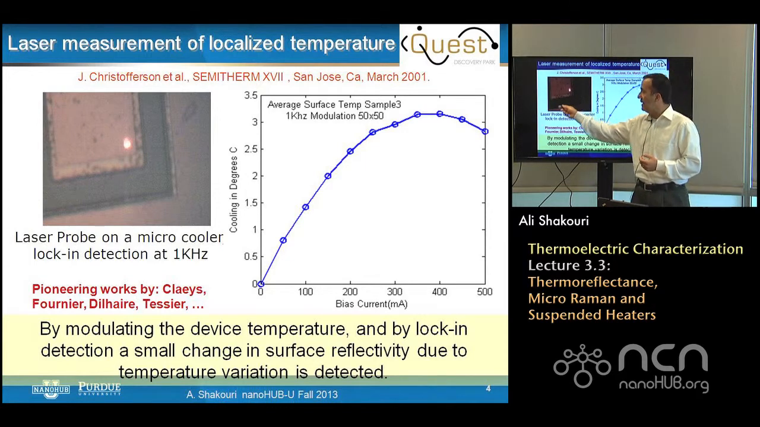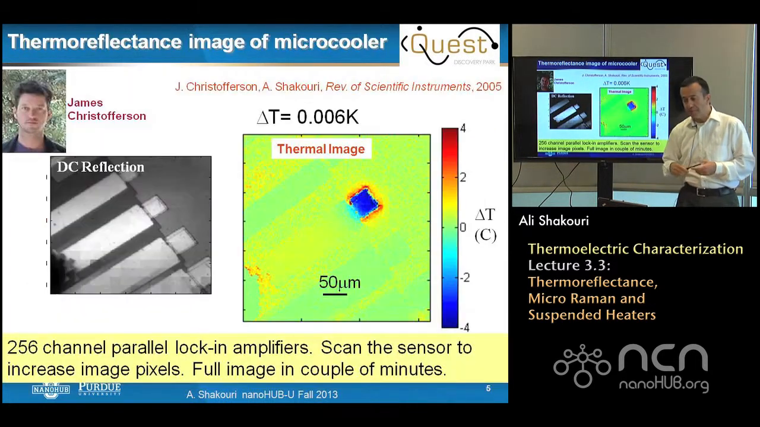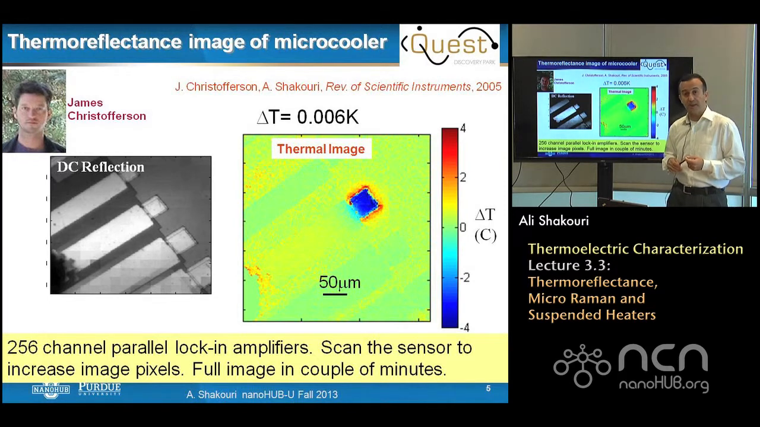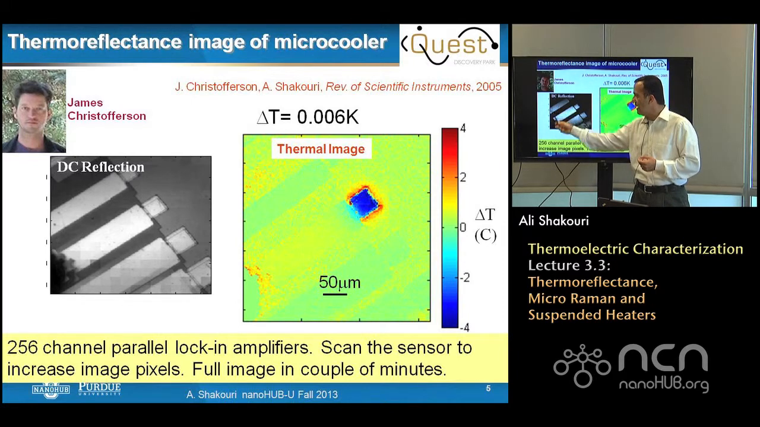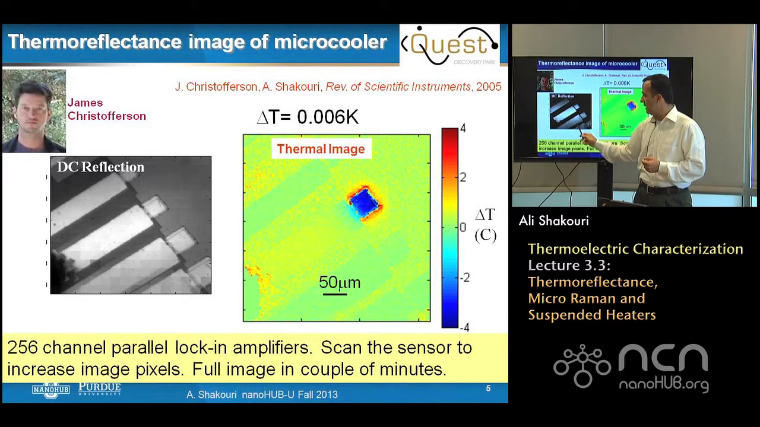The main difficulty is it just gives you temperature at 1 point. If you want to scan and obtain the temperature of the device, you have to make sure you have a very stable scanning mechanism, but it will take overnight to get a full image. The first advance was to do parallel locking amplification. In this paper in Review of Scientific Instruments, James Christopherson et al. showed that you can actually make a 256 channel locking amplifier and obtain images of devices, and from that obtain thermal images quickly.